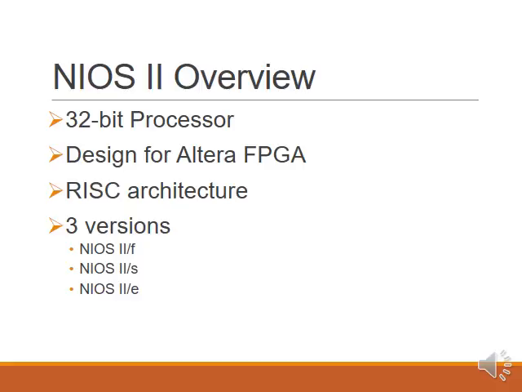It has a 32-bit instruction set architecture. It is basically designed for Altera FPGA, which has a RISC architecture, and RISC stands for Reduced Instruction Set Computing. NIOSII has three versions called NIOSII-F, which is fast, NIOSII standard, and the third is NIOSII economical. We will be implementing our project on the economical version.